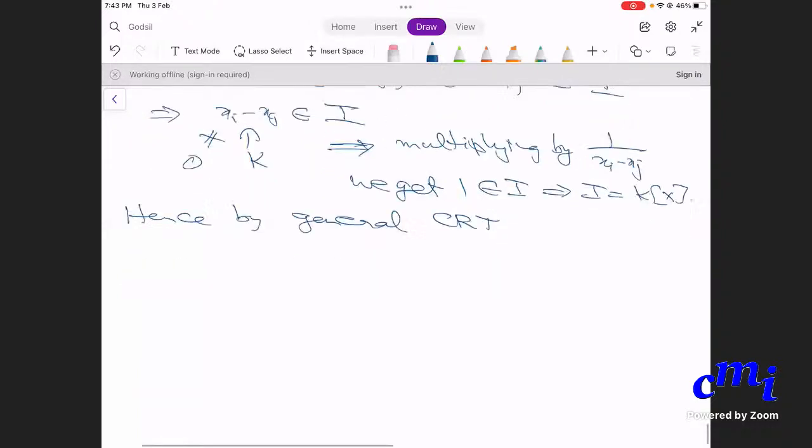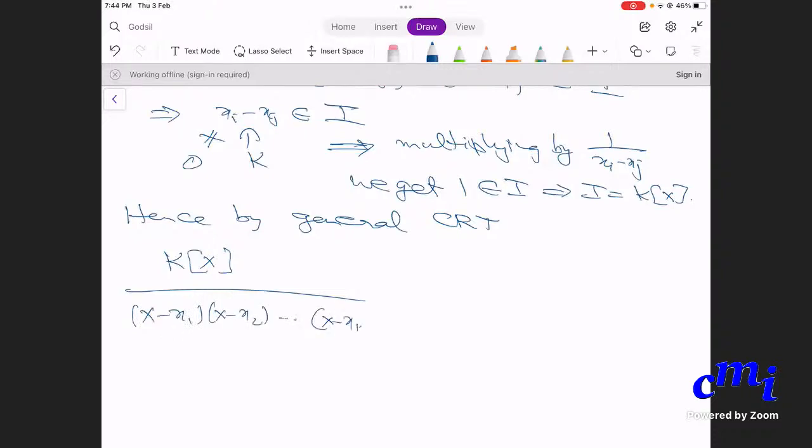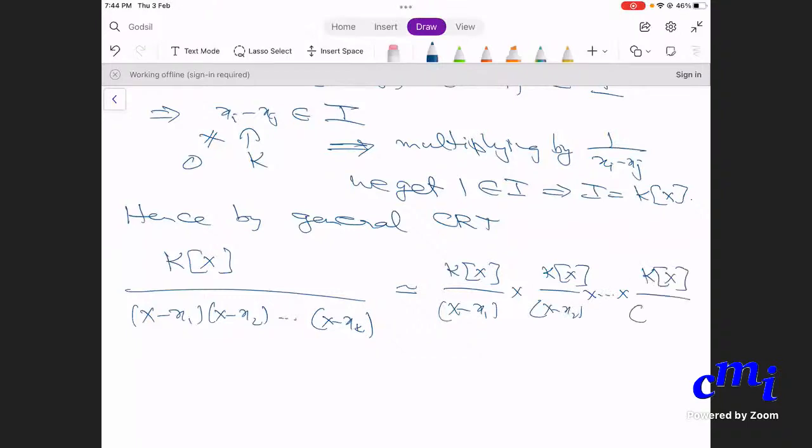what does it say? It says K[x] mod the ideal generated by their intersection, which is also the product, (x minus x1)(x minus x2) up to (x minus xk), is isomorphic to K[x] mod (x minus x1) cross K[x] mod (x minus x2) cross up to K[x] mod (x minus xk). The intersection is also the product because they are pairwise co-maximal. So this is what the Chinese Remainder theorem says. How are we going to use it to interpolate?